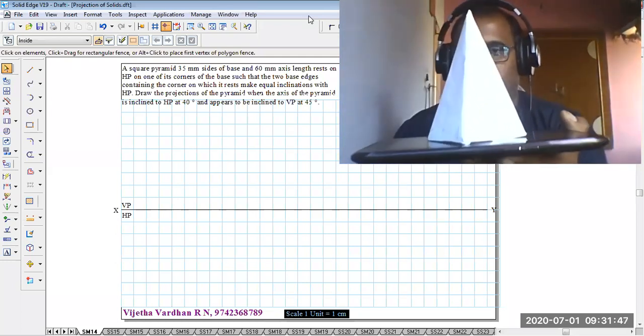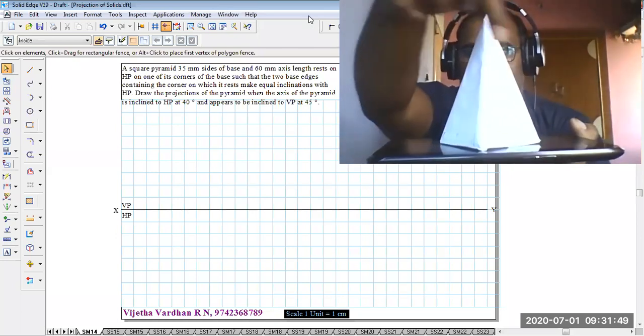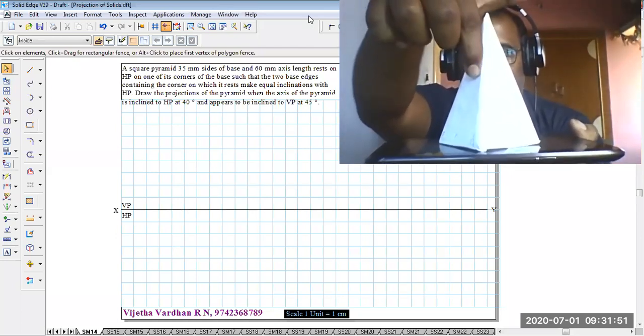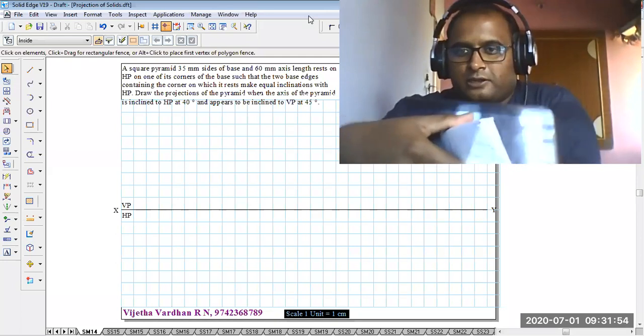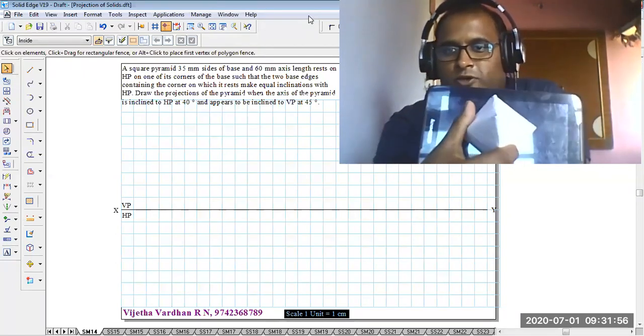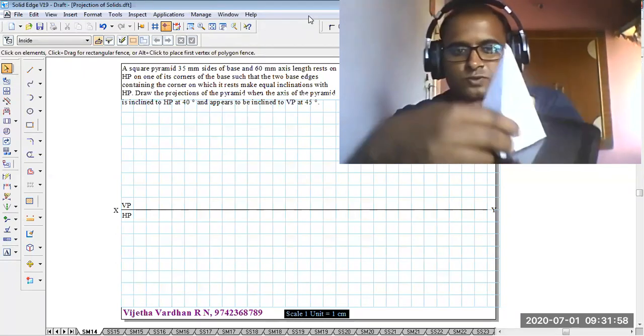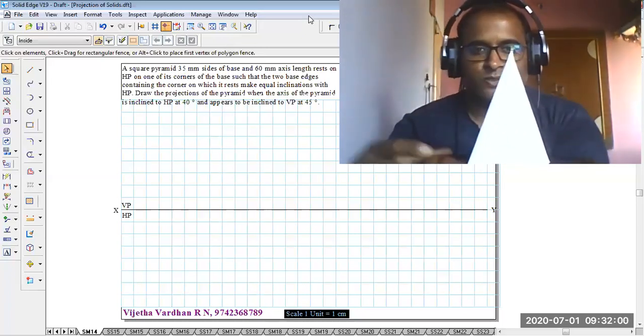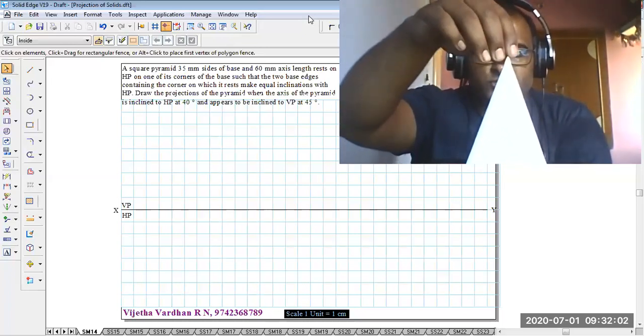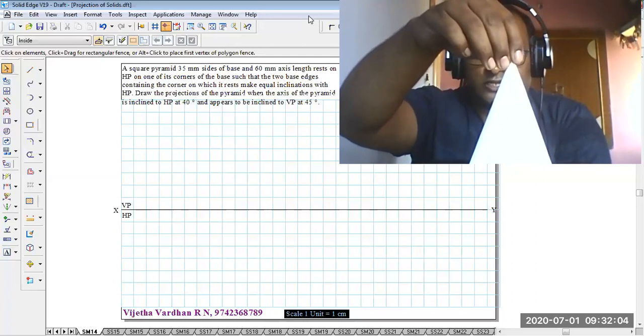When I'm going to have a solid like this, you can see the two lateral surfaces from the front, and the square is going to look like this. That is a corner resting square. It is going to look like this with all the slant edges visible properly. Now, draw the projections of the pyramid when the axis is inclined to HP at 40 degree.